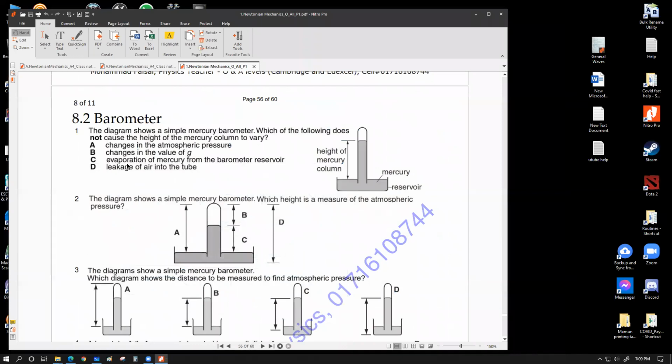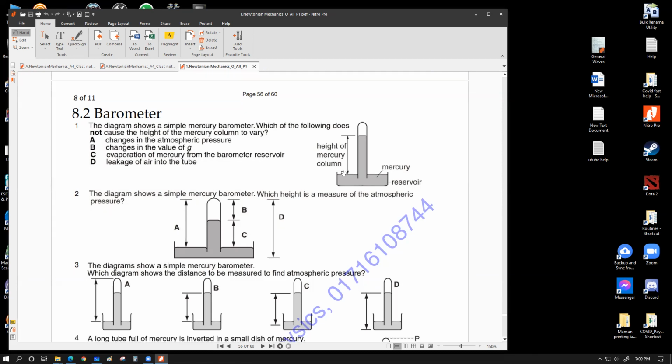So here it says, which change will not cause a change in the height of the mercury column. Changes in the atmospheric pressure will cause it. Changes in the value of g will cause change. Evaporation of mercury from the barometer reservoir. Now try to understand what this means. If some mercury evaporates from this surface, not from the inside, then the level of this surface will go down a little, and to balance the atmospheric pressure, the level of this surface will also go down a little. Ultimately this h will remain the same.